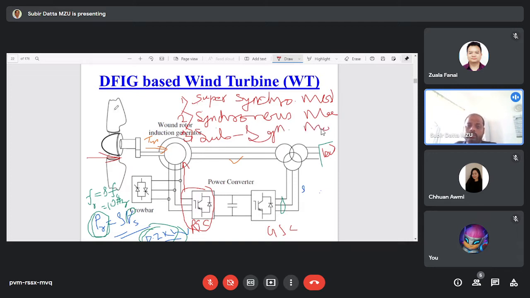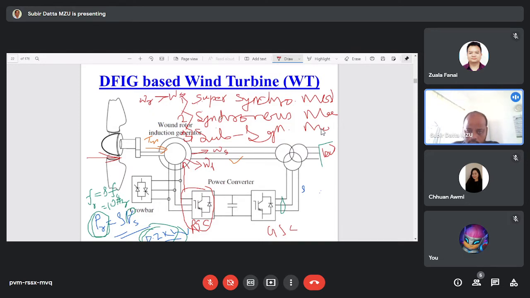As this is an electrical machine, or induction generator, 2 speeds are there. One is called omega R, another is called omega S. What is omega S? Omega S is the angular synchronous speed, and omega R is the angular rotor speed. So when do we get subsynchronous operation? Subsynchronous operation we get if the rotor speed is more than the synchronous speed.